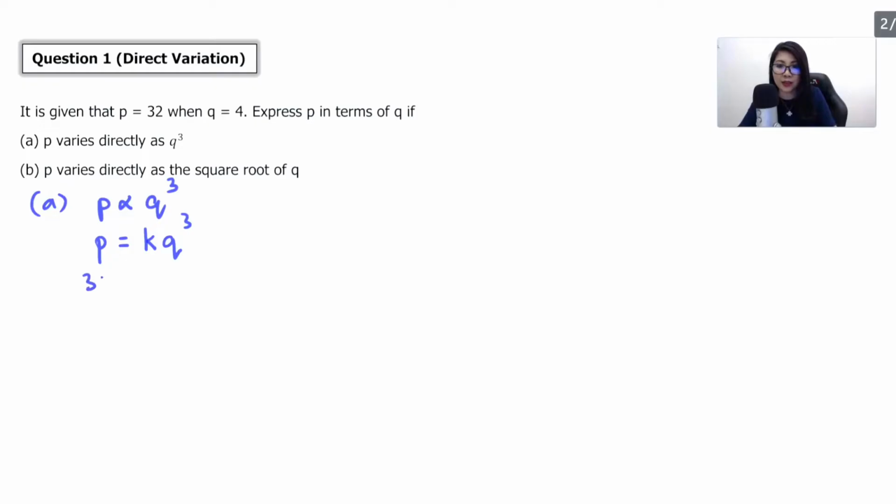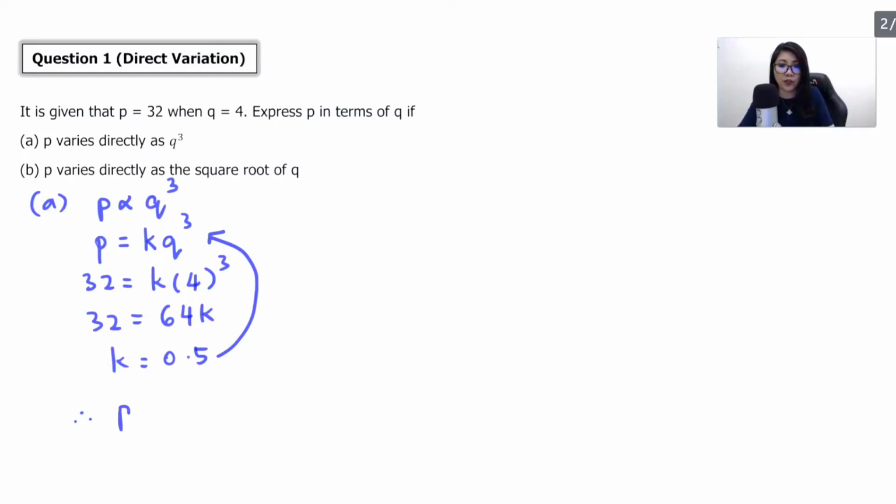So P is 32 equals K, and then Q is 4, so 4 cubed. We know that 4 cubed is 4 times 4 times 4 equals 64. So it becomes 64K, and this is 32. So K will be 32 divided by 64, which is 0.5. After that, we're going to substitute this into step 2 here, so we'll get the equation P equals 0.5 Q cubed. That's the answer for A.